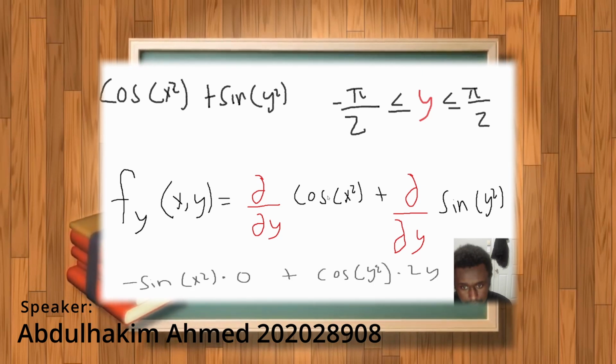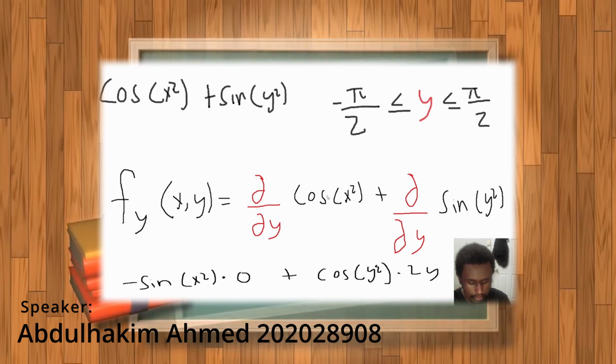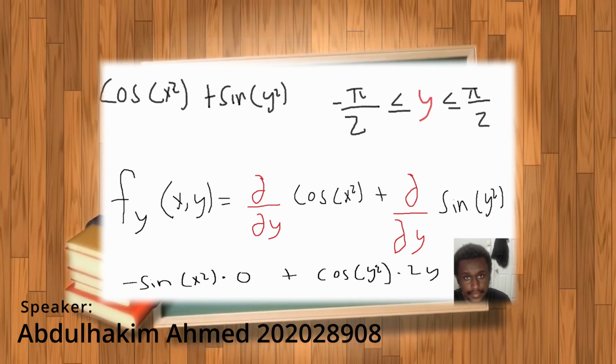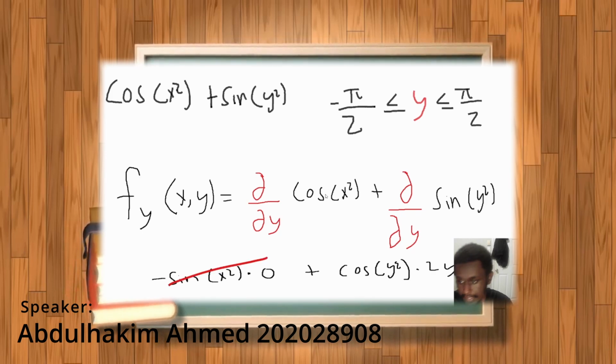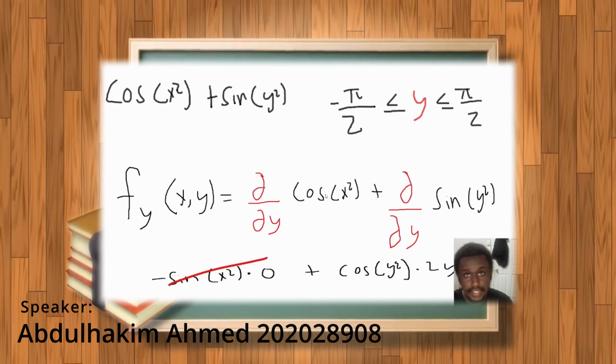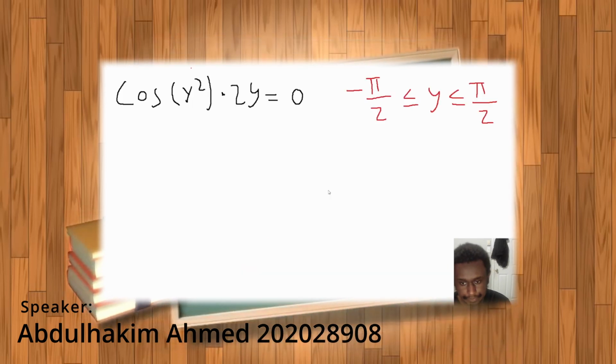as a constant. So you derive cosine x squared, that is minus x squared, but then you derive using the chain rule, you multiply by the derivative of the inside function. The derivative of a constant is 0, so therefore that gets eliminated immediately. The derivative of sine y squared is cosine y squared times the derivative of the inside function, the derivative of y squared is 2y.